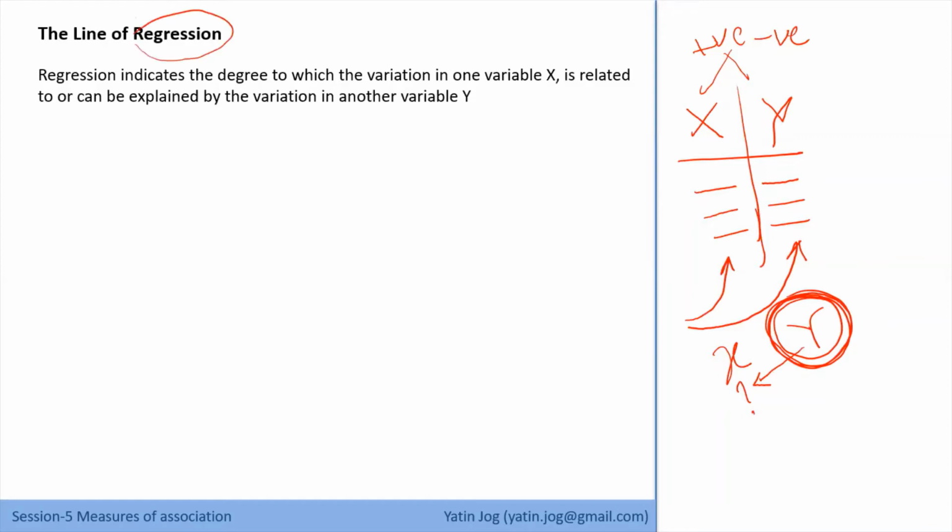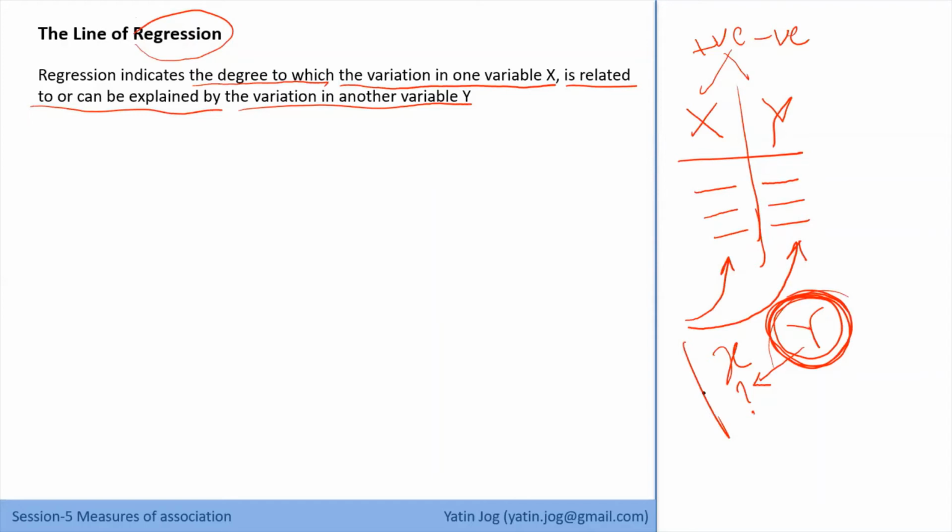If you look at the definition again, regression indicates the degree to which, we are trying to do quantification, the degree to which the variation in one variable, the change in x, is related to or can be explained by the variation in another variable y. That is the meaning of regression: how much of the change in one variable can be explained by change in another variable. How much of the change in y can be explained by change in x. That is the concept of regression.